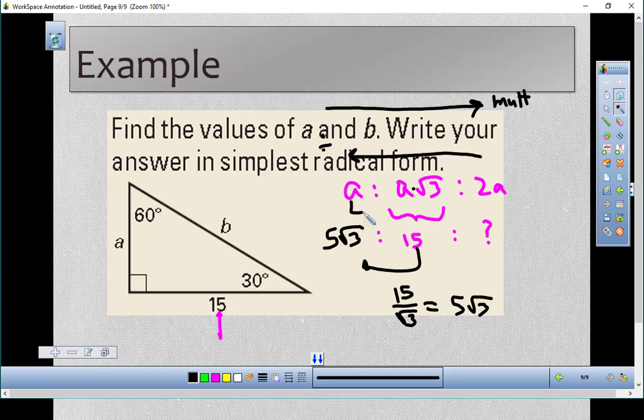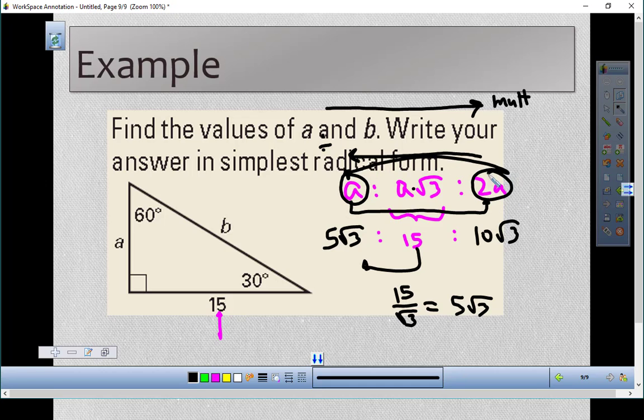Now, I want to go over to this one. This one's easy. You multiply, right? By what? By 2. So if you double this one, what do you get? 10 square root 3. So this one's going to be 10 square root 3. We wouldn't multiply 15, because this one's A, this one's 2A. So if you have this one, all you need to do is double it. Okay?